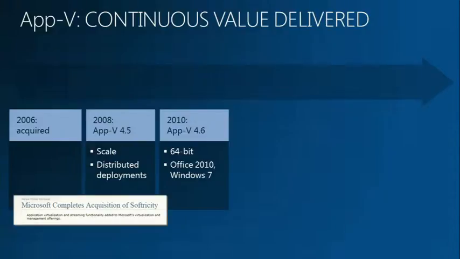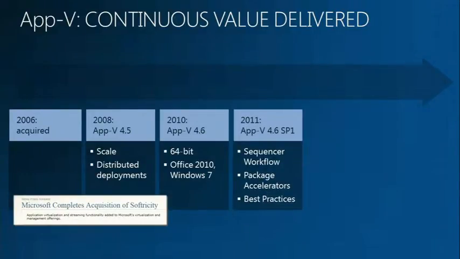In 2010, we released 4.6, which is about 64-bit support, Office 2010, and our support for Windows 7. Our most recent release has been 4.6 SP1, which is really about major improvements to our sequencer workflow. For folks who are new, the sequencer is the tool that actually takes a native application and turns it into a virtual application. We got a lot of feedback on this tool. We incorporated that. We added some new features like package accelerators, which really makes it dead simple and really fast to make virtual applications.